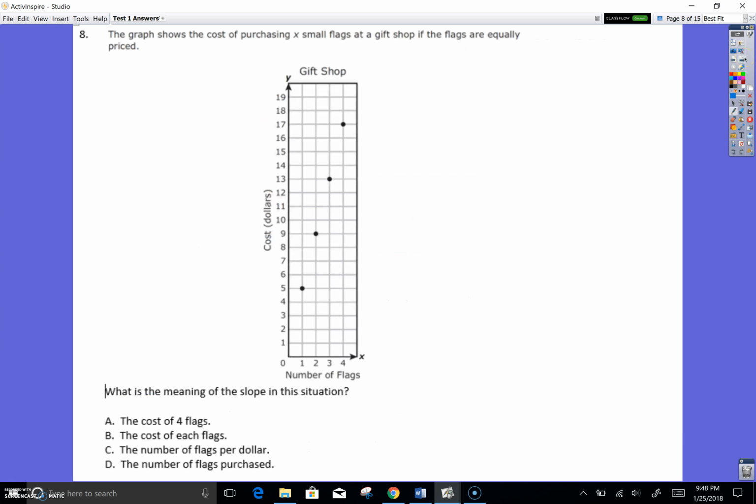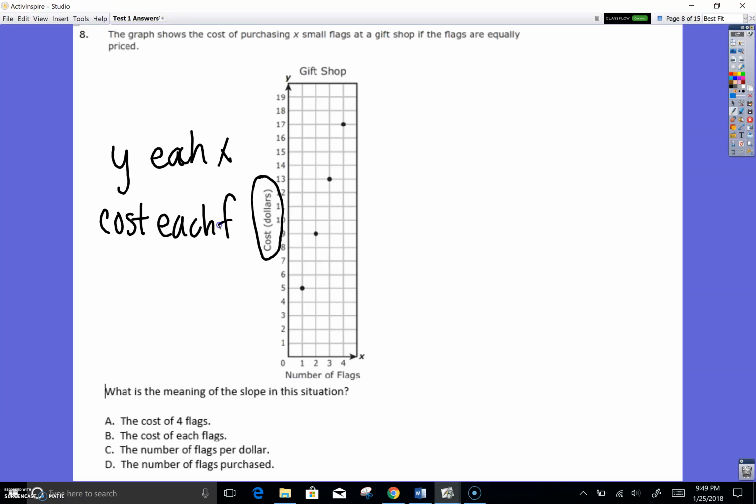Okay? Again, same kind of problem. What is the meaning of the slope? We like to have the y each x, okay? So cost each flag, okay? Cost of each flag.